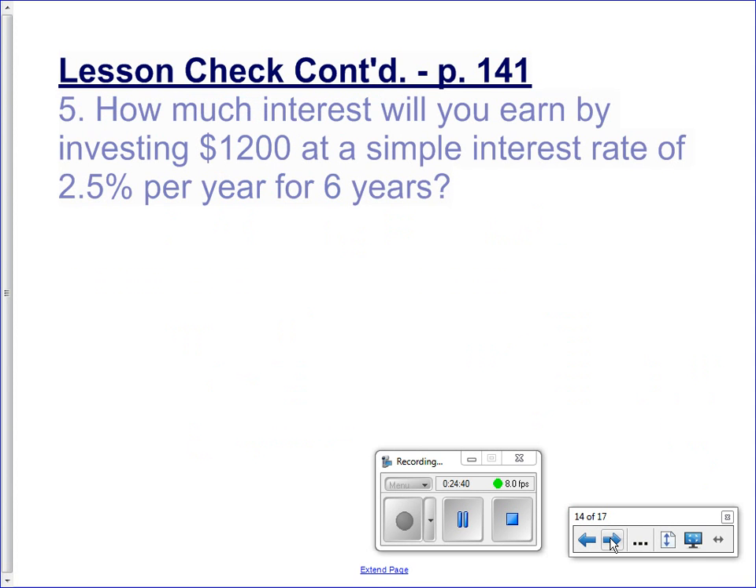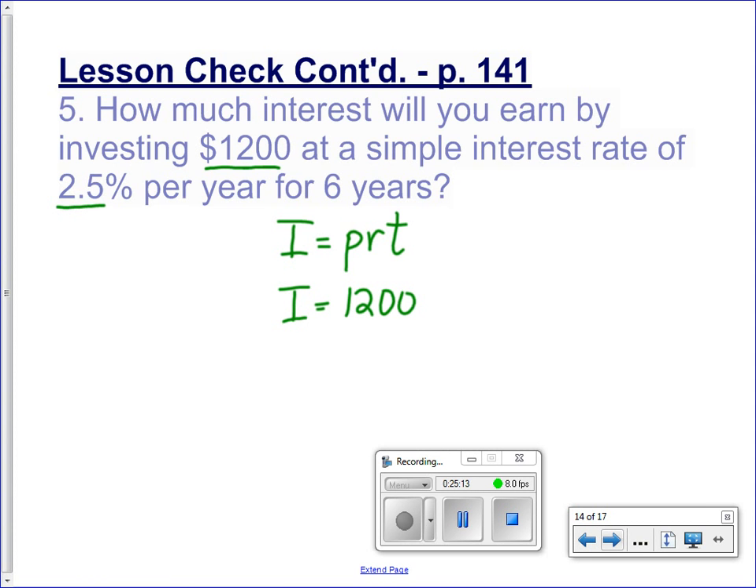All right, number 5. How much interest will you earn by investing $1,200 at a simple interest rate of 2.5% per year for 6 years? All right, so let's use our little simple interest formula. I equals principal times rate times time. And again, we're going to substitute what we know. This time we're looking for the interest. So the I is our variable. Our principal is the $1,200 that we're investing.